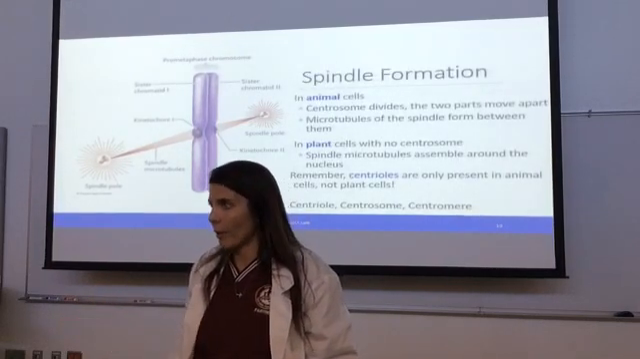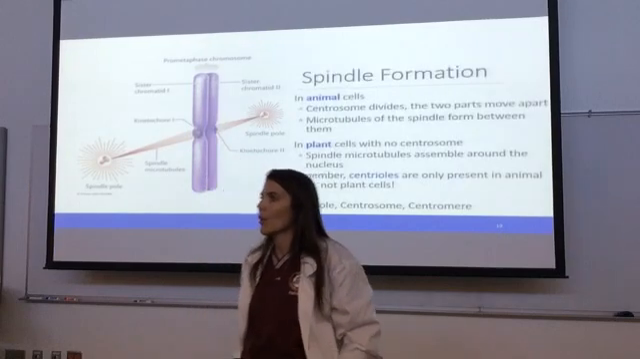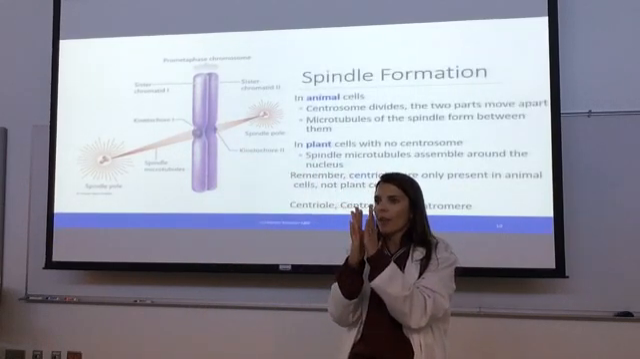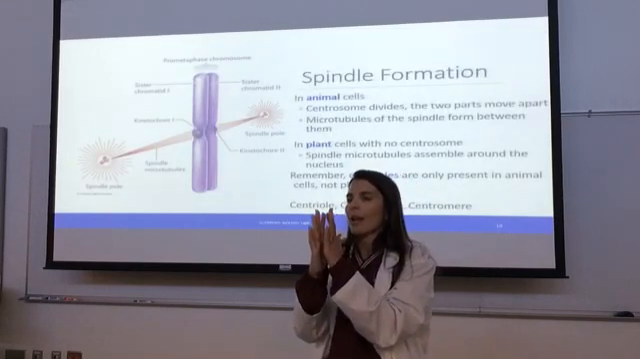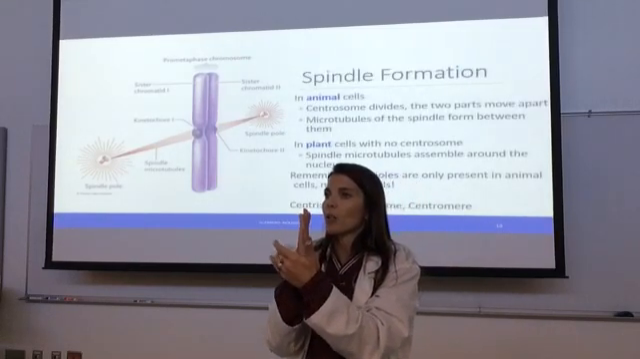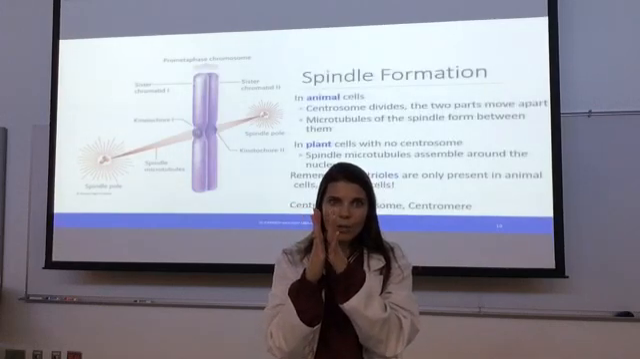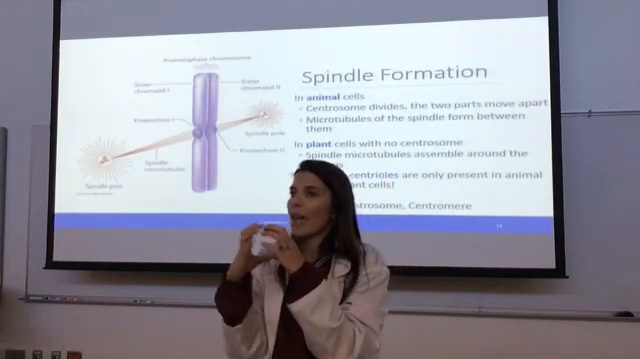That's the attachment point. So the centromere is that force holding it together. The kinetochores are on either lateral side. The kinetochore is the point at which the spindle attaches if it's going to attach. Not all spindles attach.